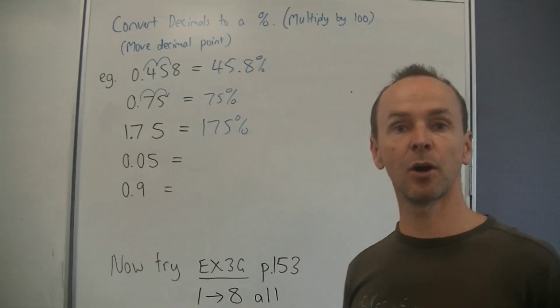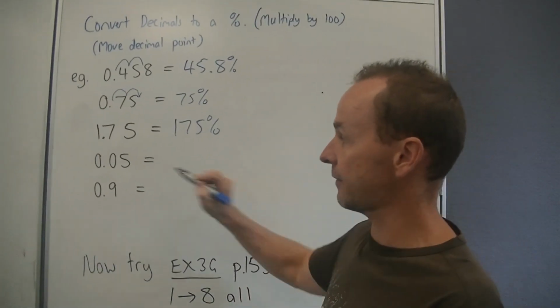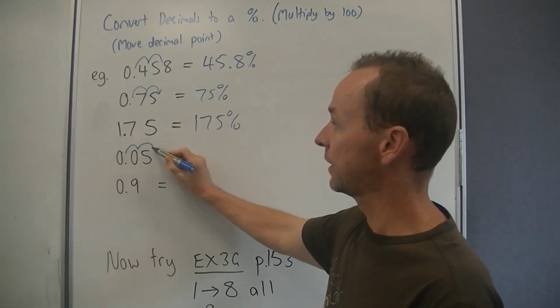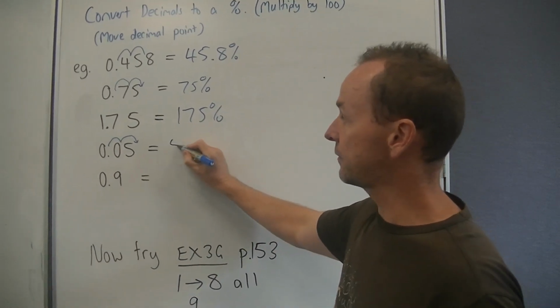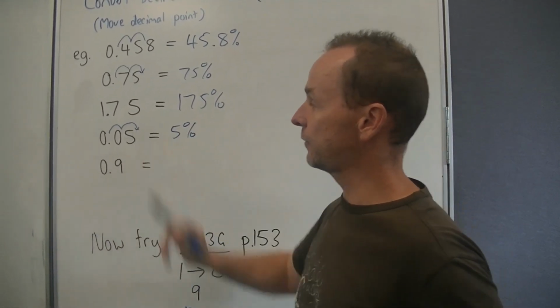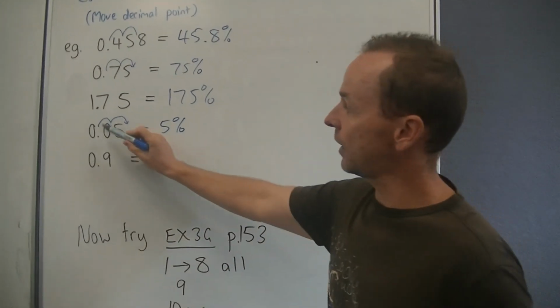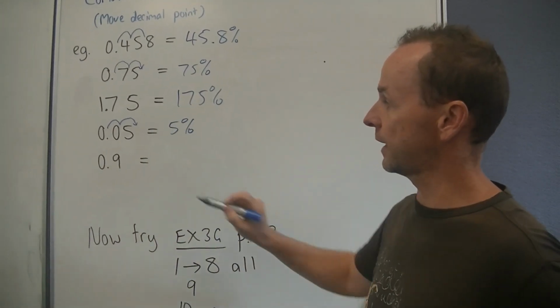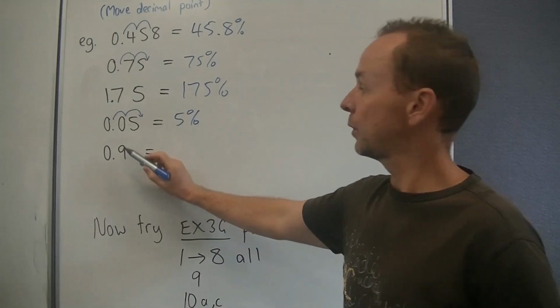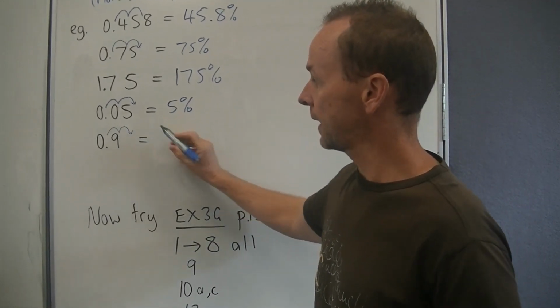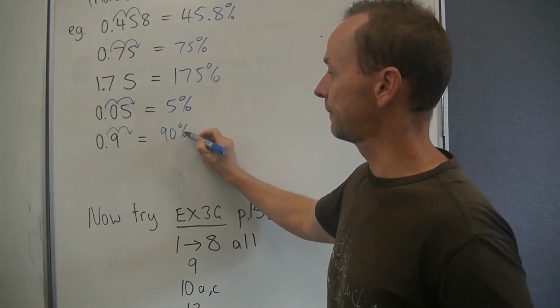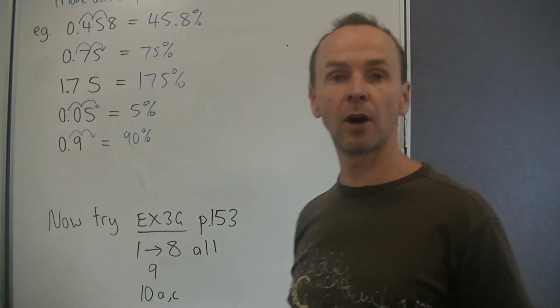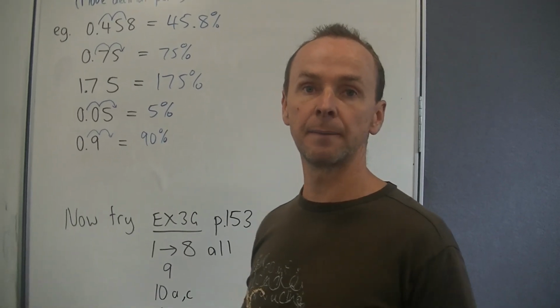0.05, remember the blood alcohol reading for when you're driving, if you have alcohol, when you're 18 that is, 0.05, it means 5%. So people get confused with that. So 0.05, move it 2 spots to the right, 5%. And 0.9, move it 2 spots to the right, and it's actually 90%. So if you did 0.5 would be 50%, not 5%.